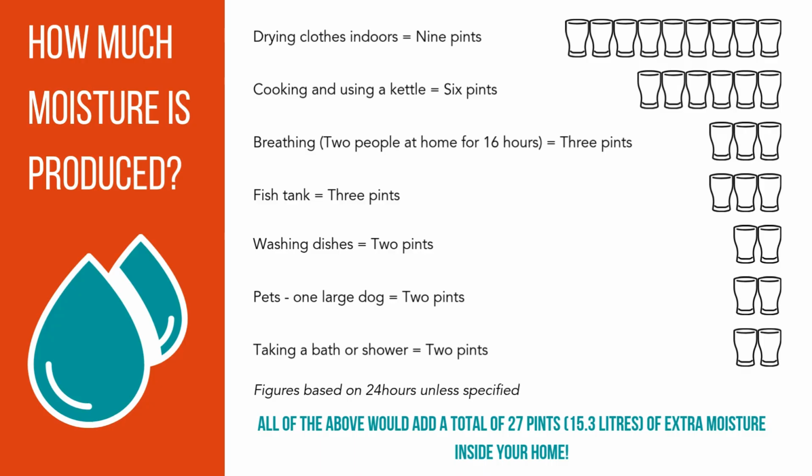Washing dishes, 2 pints. If you own pets, these can also contribute to the moisture in your home. One large dog can create 2 pints in a day. Taking a bath or shower can produce 2 pints of moisture, and if all of this was happening in your home, that means a total of 27 pints, that's 15.3 litres of extra moisture in one day.